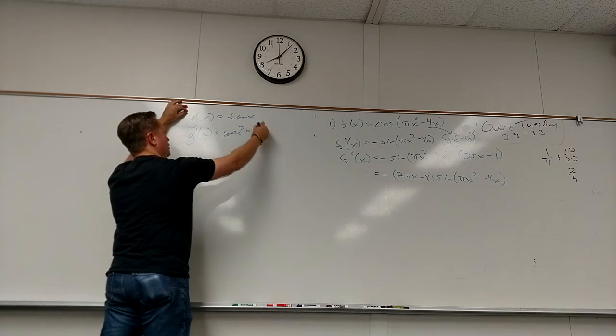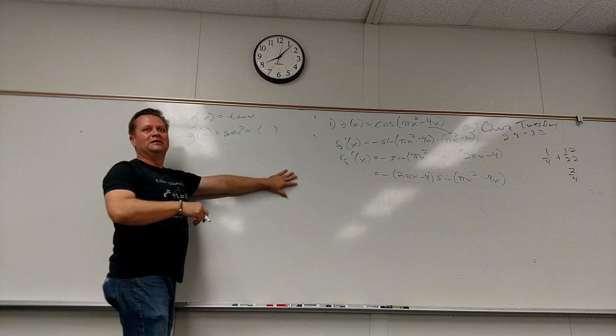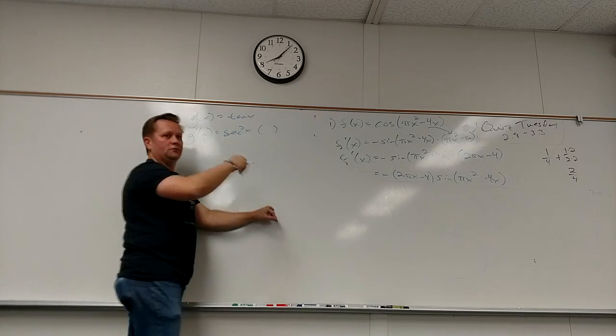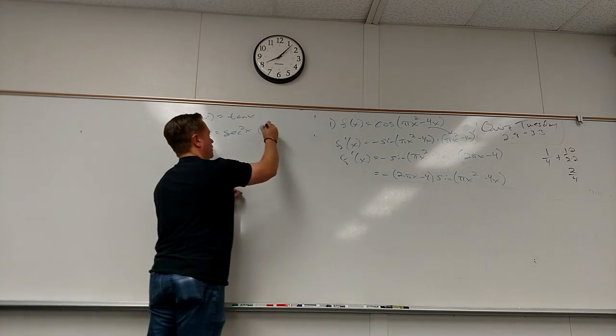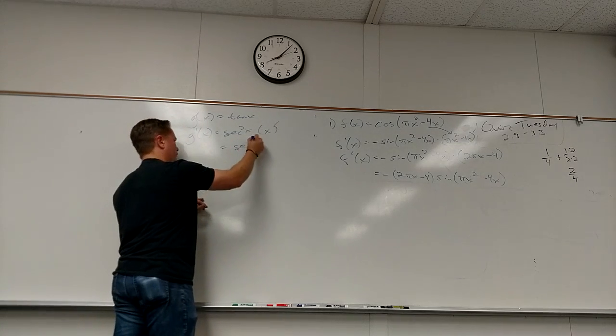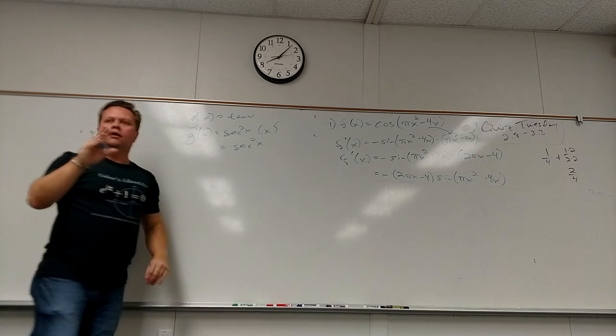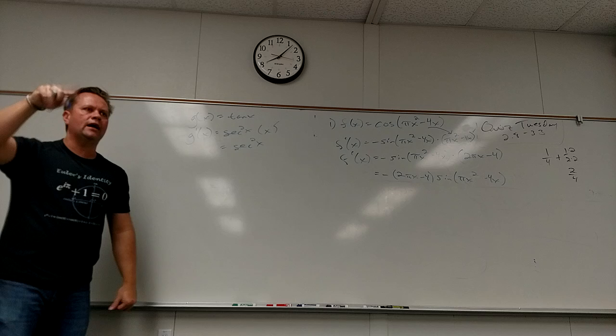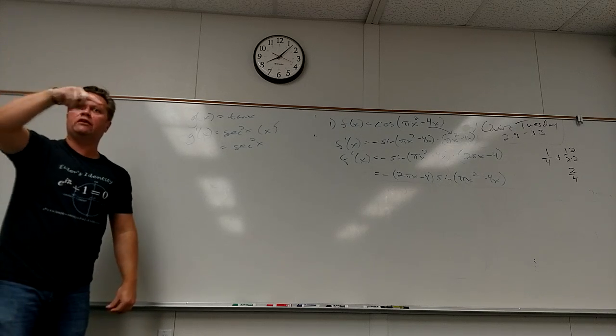Secant squared x. What's inside tangent? x. What's the derivative of x? 1. Okay. I really want you to see chain rule is always there. But when the inside is just x, its derivative is 1.